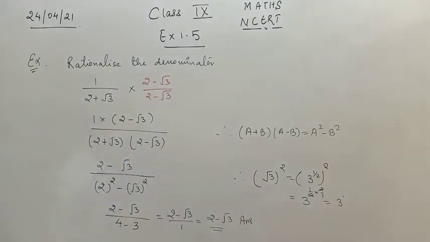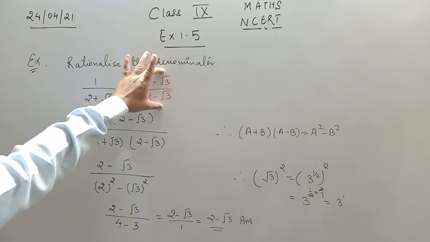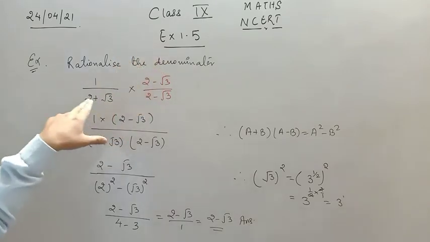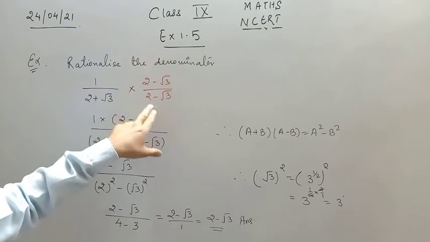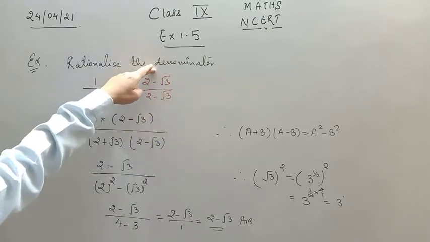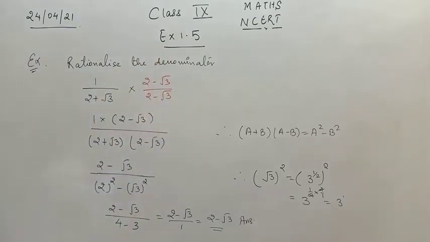Please note it down fast. So this is known as rationalization. You rationalize here the denominator. The denominator is rationalized like this, 2 minus root 3 in the denominator and 2 minus root 3 in the numerator. Please note it down fast.